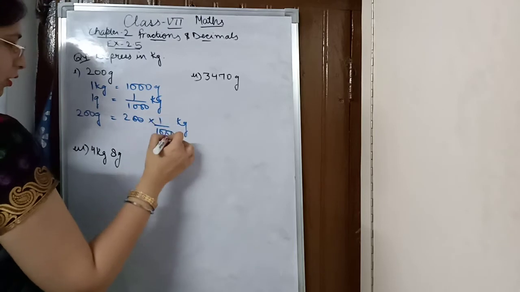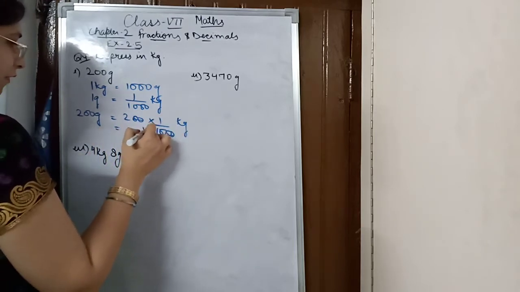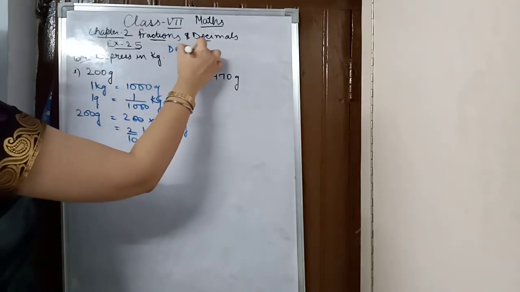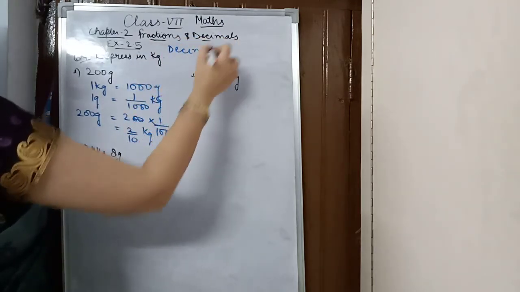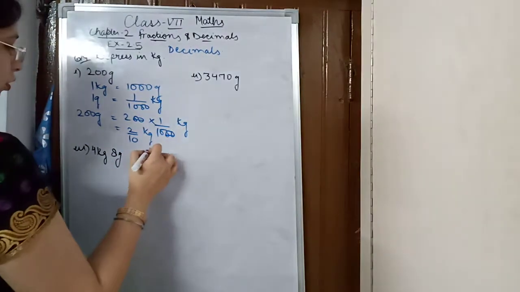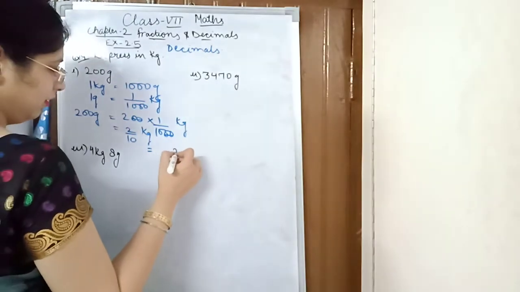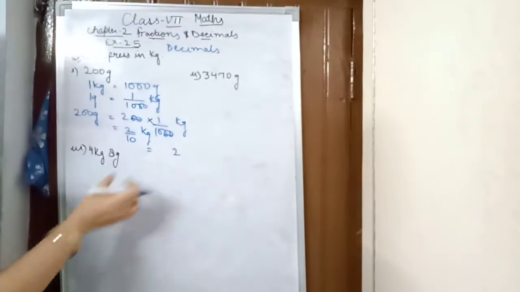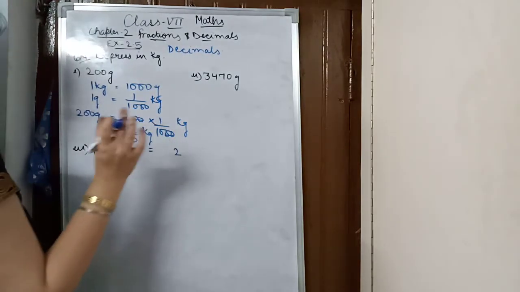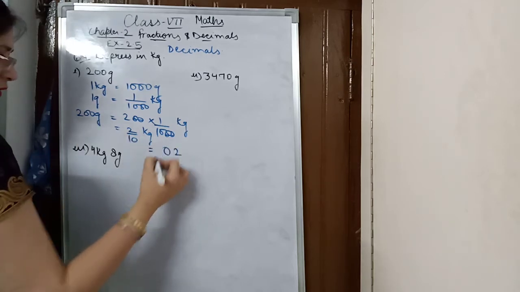So 20 cancels with 20, so what are we left with? 2 upon 10. But we are studying the decimal portion now, so we will express 2 upon 10 in terms of decimal. As in the previous video, first of all we leave some space after the equal sign and write the value of the numerator as it is. Now how many zeros are there in the denominator? 1 zero. We will write 1 zero here.